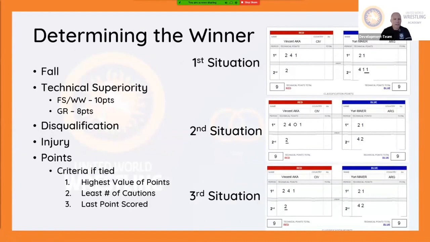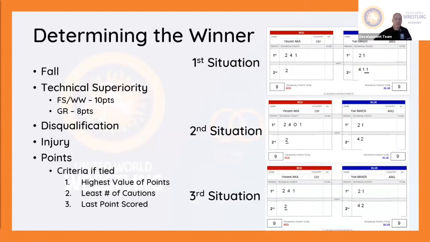Quickly, just reminders on determining the winner. Different ways we have: winners are by fall, technical superiority, disqualification, injury. Most of these matches are pretty straightforward in terms of who the correct winner is. And even by points, if one wrestler has 7 and one wrestler has 2, everybody knows that 7 beats 2. So that's not too difficult.